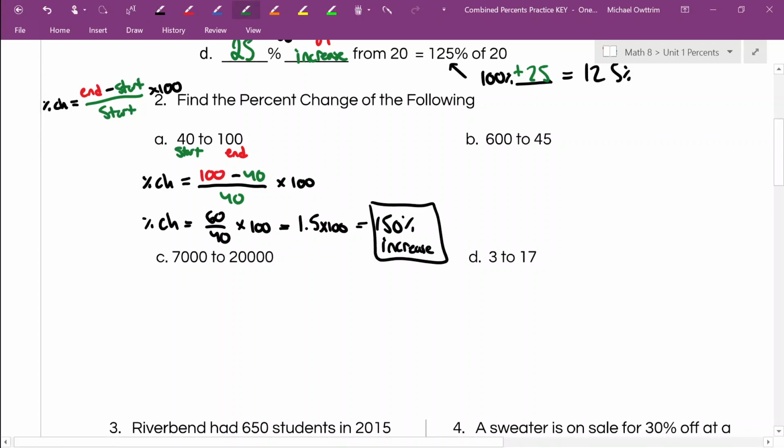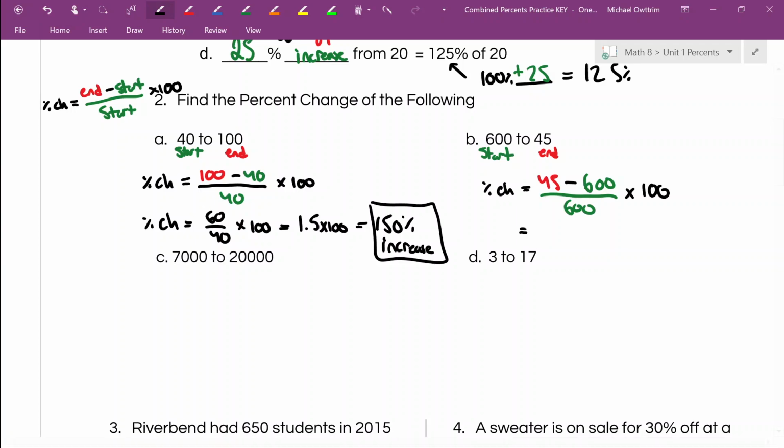If we start at 600 and we go down to 45 as our end number, we can apply that same formula to find our percent change. We're going to use our end number, subtract our start number of 600, divide by our start number of 600, and then multiply by 100. Now, if you do 45 subtract 600, you're obviously going to get a negative number, negative 555 to be precise. And all that negative means is that this is a decrease. We're obviously going down from 600 to 45.